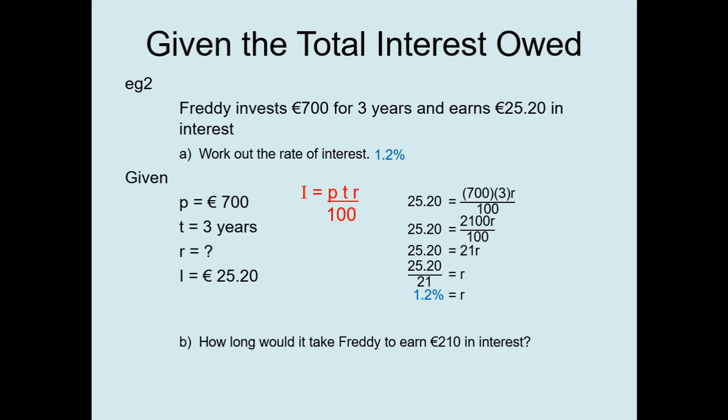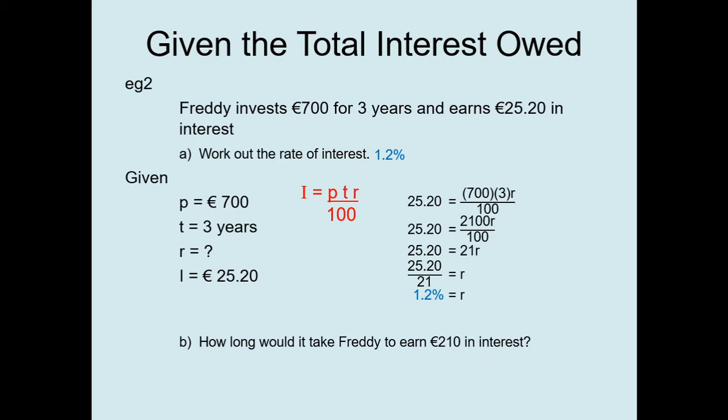B, how long would it take Freddie to earn 210 euros in interest? Because maybe he's not happy with just earning 25 euros and 20 cents. But remember, a simple interest guaranteed investment is not a quick way to make money. You're going to have to find other ways. But it is safe and it does help you keep up with inflation.